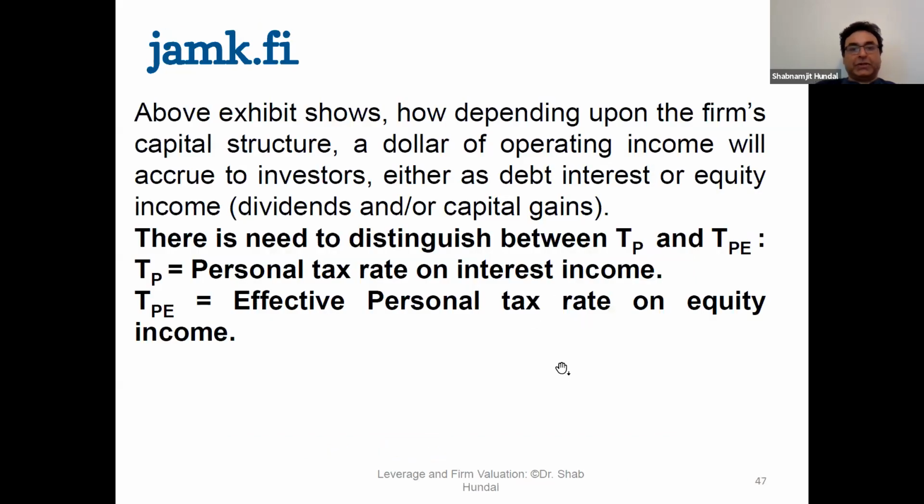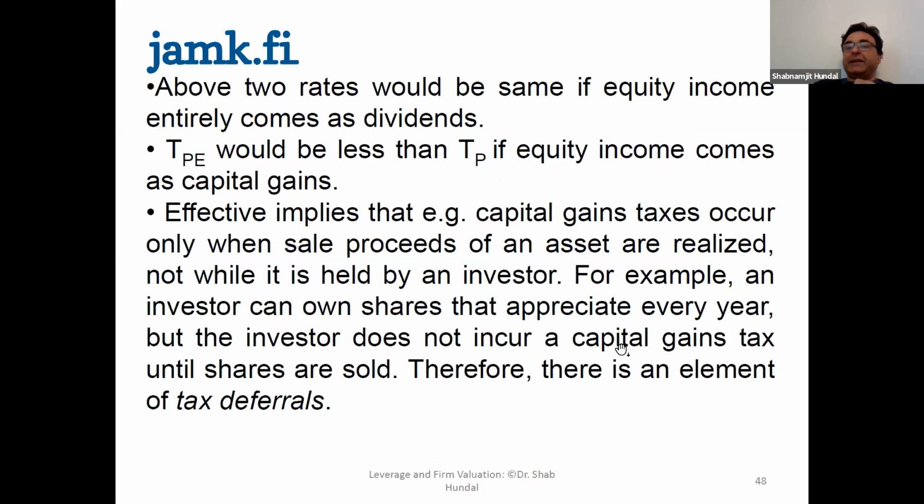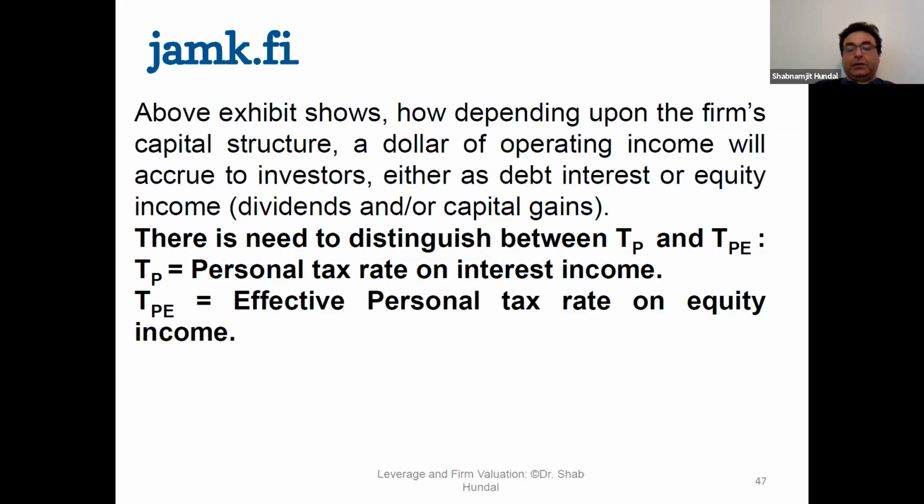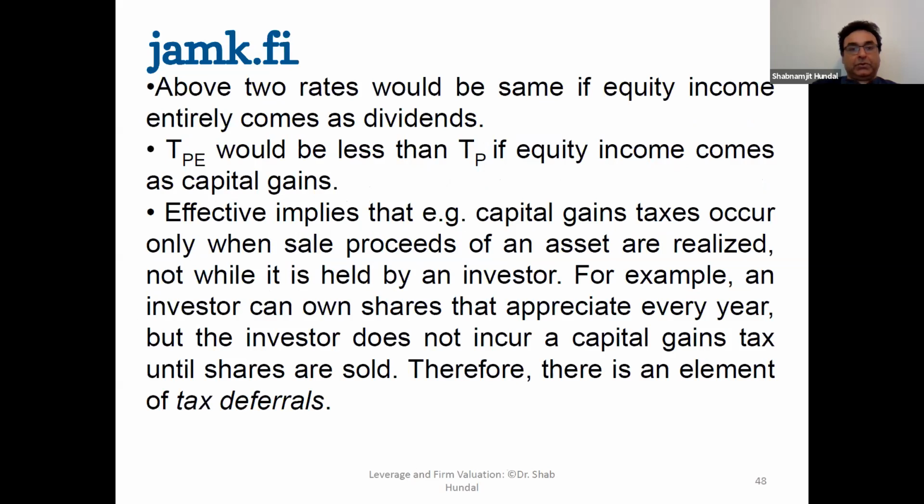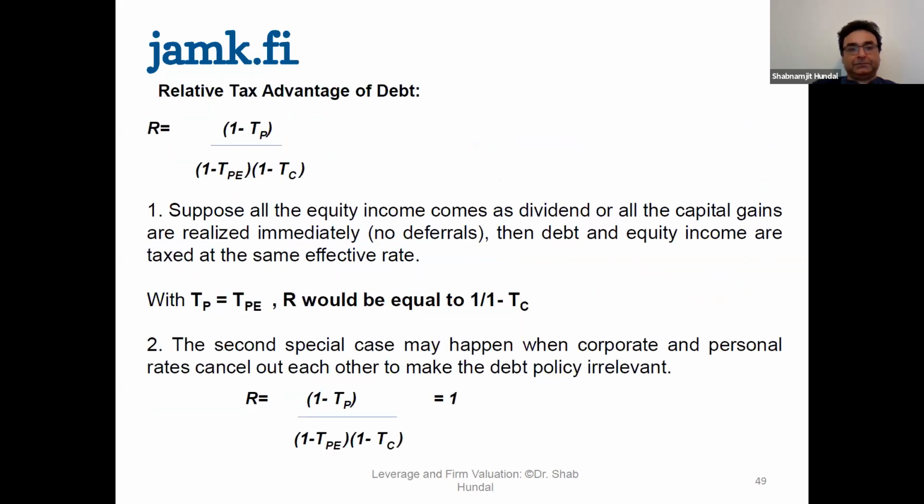So you can see that there is a need to distinguish between the two TPs. This TP is the personal income tax which you pay when you have the bond income or the debt, the interest income. But TPE is the effective personal tax when you are earning through equity. So we go further and we go to this example. This will be clear when I give you the example.